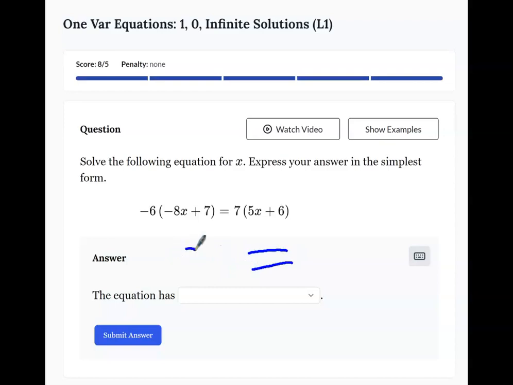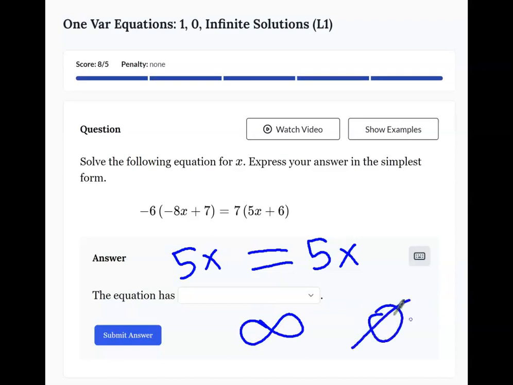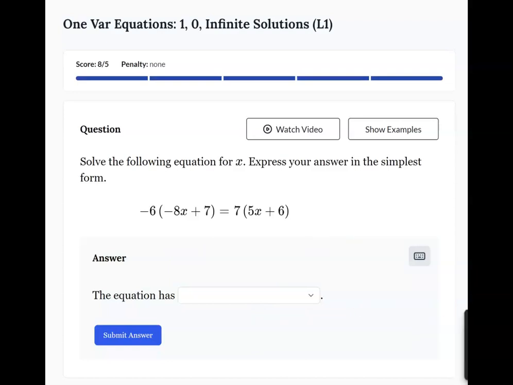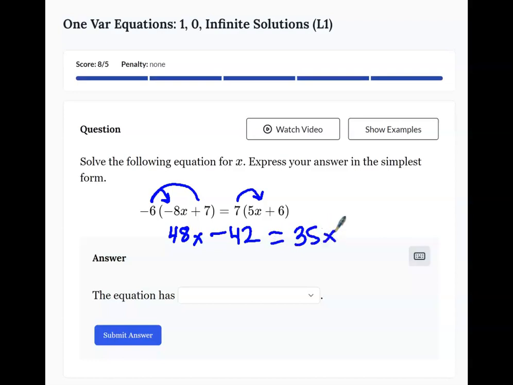So if on my left side I had 5x, on my right side I had 5x, then I might have one of these special solutions. So let's take a look at what we've got here so far. If I distribute to clear these parentheses, I'm going to get negative 48x, positive 48x, negative times negative is a positive, and negative 6 times 7 is negative 42. So 48x minus 42. Now on the other side of the equal sign, I'm going to get 35x and plus 42.